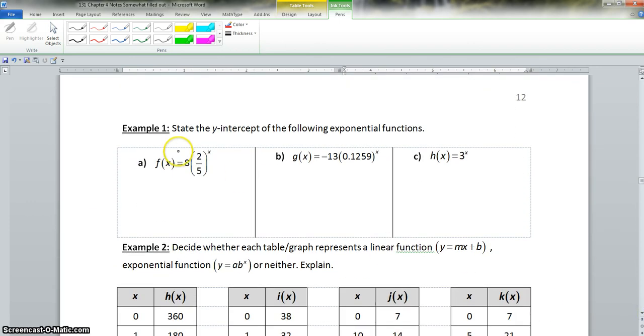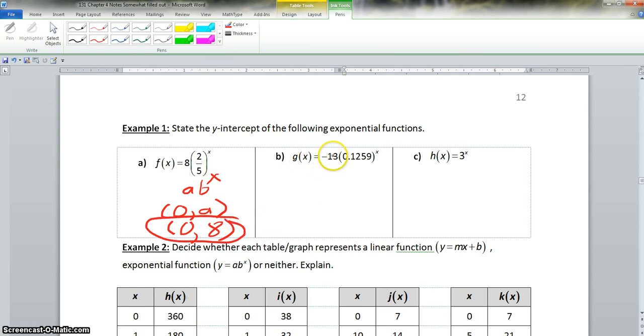So now we go to example 1. State the y-intercept of the following exponential functions. We have f of x is equal to 8 times 2/5 to the x power. Now we know this is the same setup as a times b to the x, and we already know that this will give us our y-intercept to be 0, comma a. So we know a is 8. So our y-intercept is 0, 8.